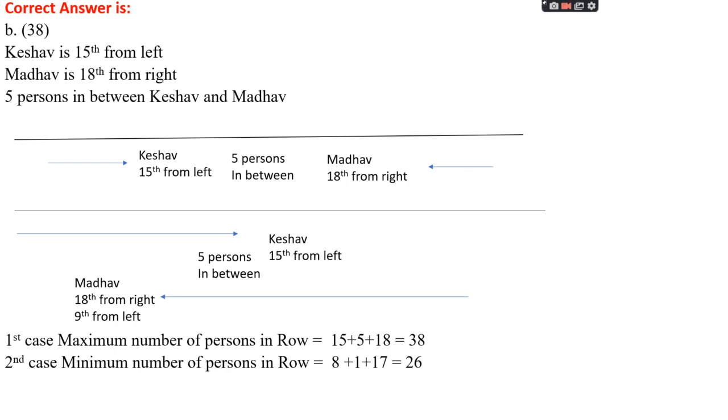If the question asks for the maximum number of persons in a row, then we should imagine the first condition, where the 5 people between Keshav and Madhav do not overlap the positions. So we get the maximum number of persons in a row. But if the question asks for the minimum number of persons in a row, then we should imagine the second case, where we can overlap the persons in their positions.